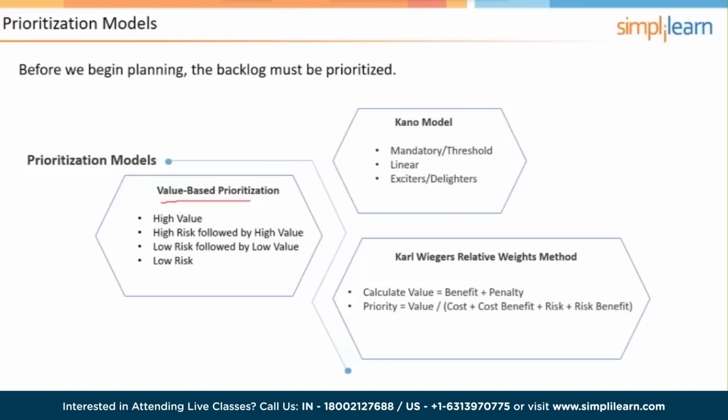Linear items are those user stories that, as they are implemented progressively throughout the project and added to the feature set, will linearly increase customer satisfaction. In their absence, there is dissatisfaction, all the way up to high implementation, creating a great deal of satisfaction for the customer.